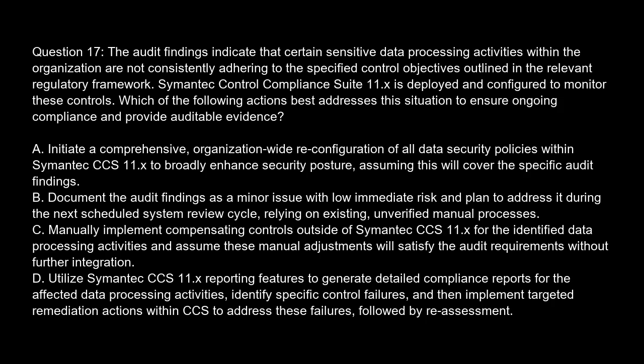Option B. Document the audit findings as a minor issue with low immediate risk and plan to address it during the next scheduled system review cycle, relying on existing, unverified manual processes. Option C. Manually implement compensating controls outside of Symantec CCS 11X for the identified data processing activities, and assume these manual adjustments will satisfy the audit requirements without further integration. Option D. Utilize Symantec CCS 11X reporting features to generate detailed compliance reports for the affected data processing activities, identify specific control failures, and then implement targeted remediation actions within CCS to address these failures, followed by reassessment.